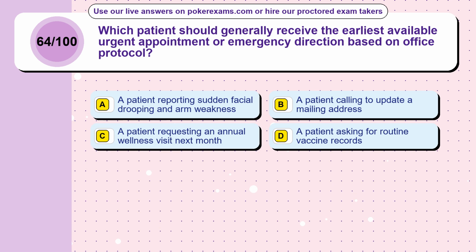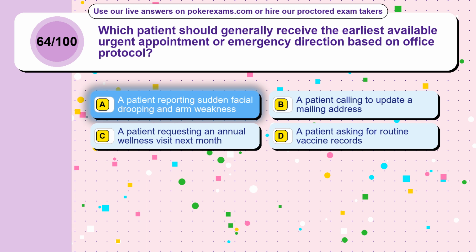Question 64. Which patient should generally receive the earliest available urgent appointment or emergency direction based on office protocol? Option A, a patient reporting sudden facial drooping and arm weakness. Option B, a patient calling to update a mailing address. Option C, a patient requesting an annual wellness visit next month. Option D, a patient asking for routine vaccine records.